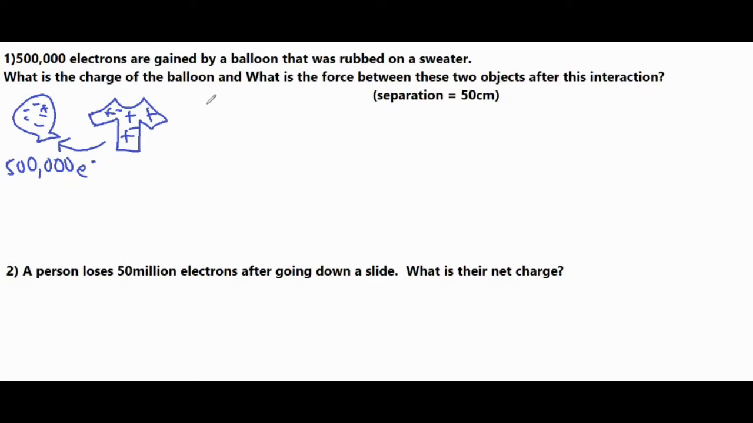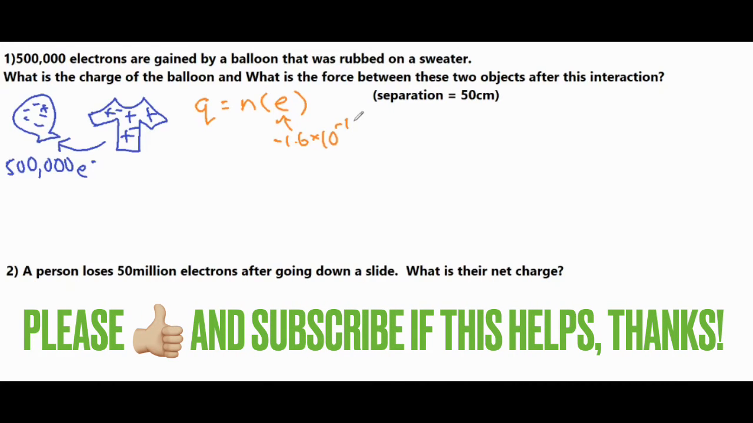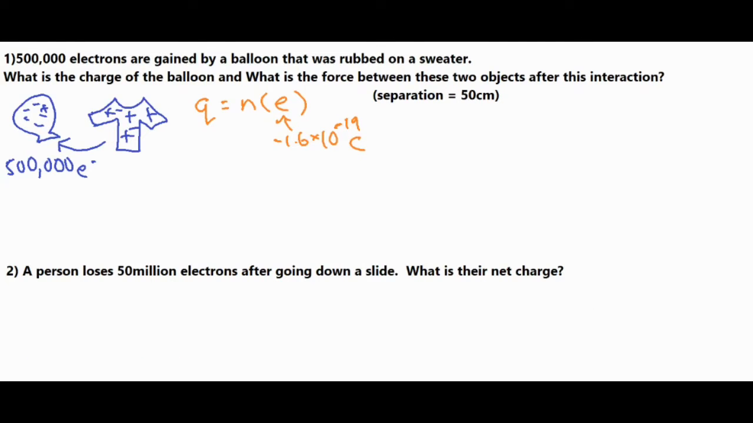So we can go ahead and use the formula Q equals NE, where Q is the net charge, N is the number of electrons, and E is the charge of an electron, which is a constant, negative 1.6 times 10 to the negative 19th coulombs. The calculation is fairly simple. If we want the net charge of the balloon, all we do is take the amount that it gained, multiply it by the single charge of an electron, and then we have our answer.